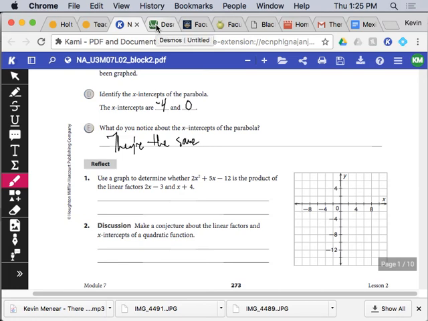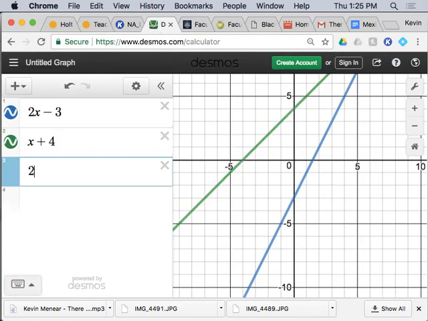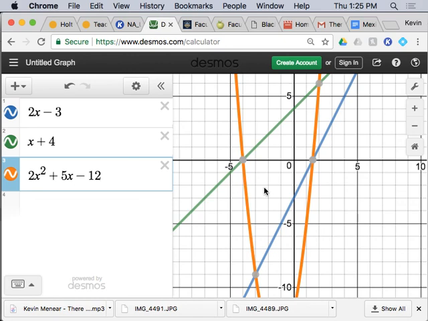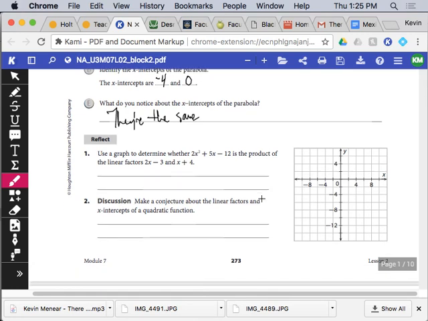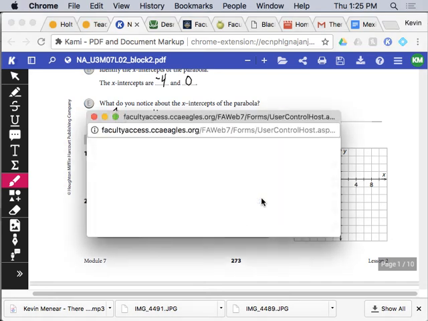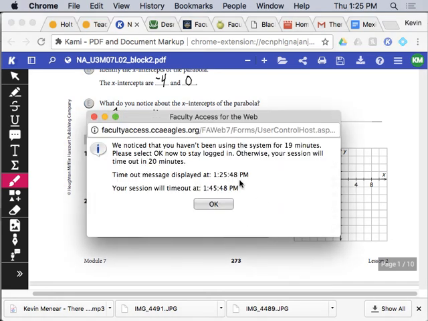And then we'll graph the quadratic function. 2x squared plus 5x minus 12. And there you go. It has the same zeros, so we know that this is a product of these two linear factors. Okay? Then it says down here in discussion, make a conjecture about the linear factors and x-intercepts of a quadratic function. Okay?